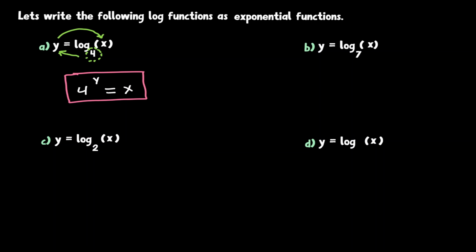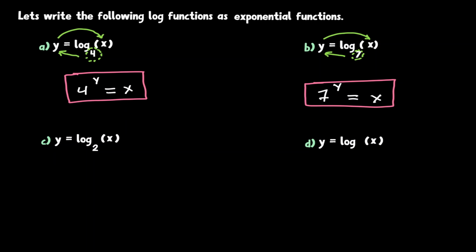Now let's look at example B. Let's start by finding the base of my logarithm, which is 7. Let's make 7 the base of my exponential. And now 7, we're going to raise it to what the equation was equal to, which is y. And now this exponential is going to be equal to what we had inside the function, which is a variable of x. So we are done.